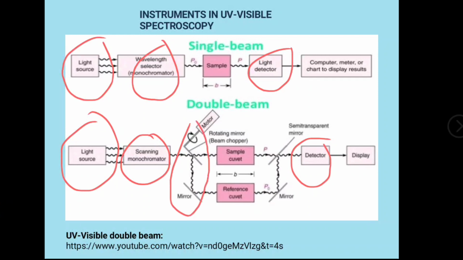And double beam spectrophotometers, these are advanced spectrophotometers, and the light source used is a tungsten filament lamp in the visible region and a deuterium lamp in the UV region. And for wavelength selection, gratings are used. And the detector is a photomultiplier detector.